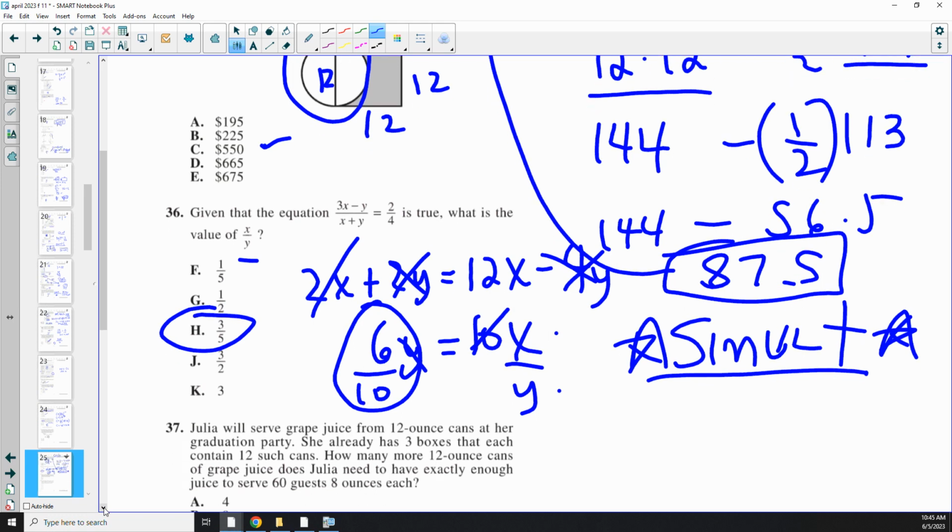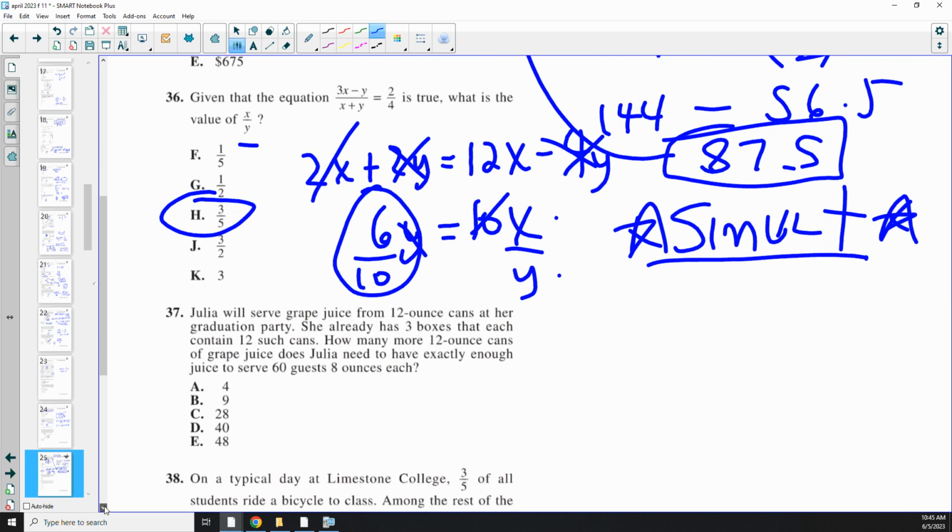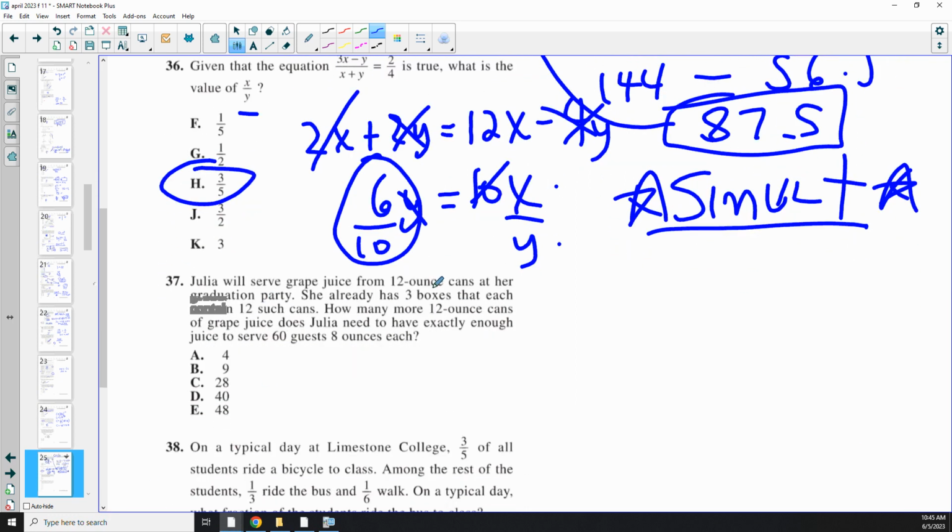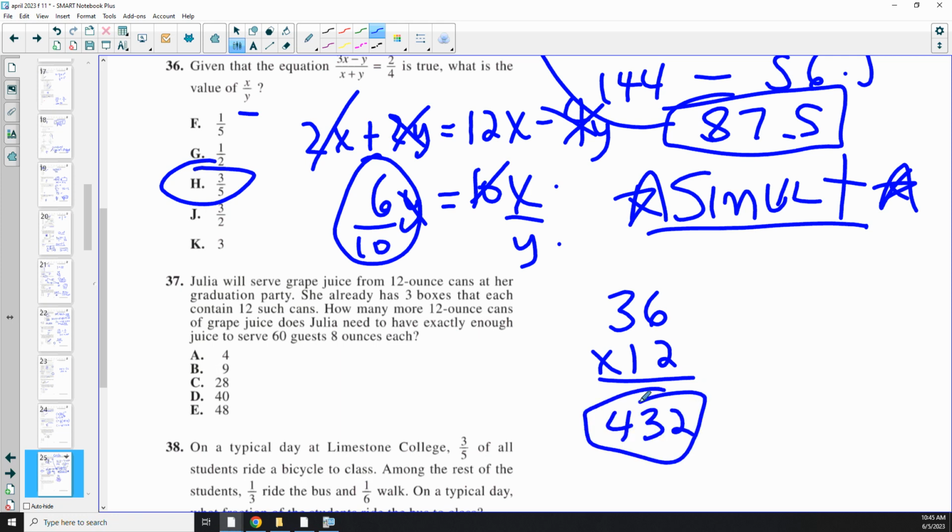What's this one? We serve grape juice from 12-ounce cans. She has 3 boxes that contain 12 such cans, so that's 36 times 12 ounces. What's 36 times 12 ounces? So she has on hand 432 ounces of this beverage, but she wants to serve 60 guests 8 ounces.